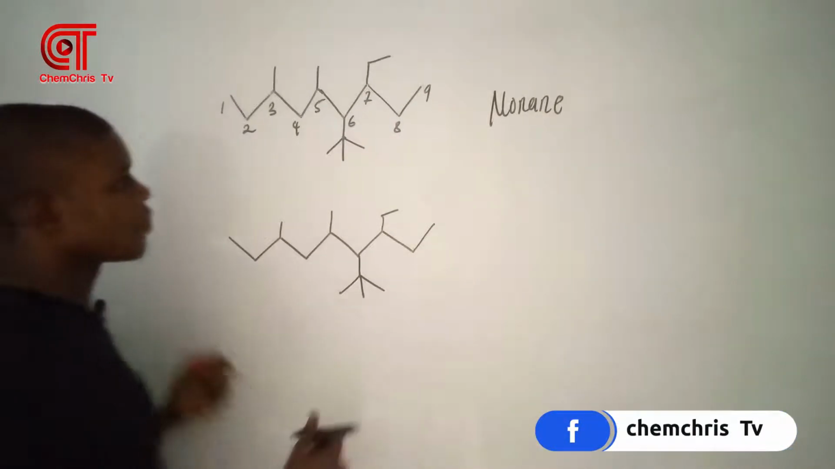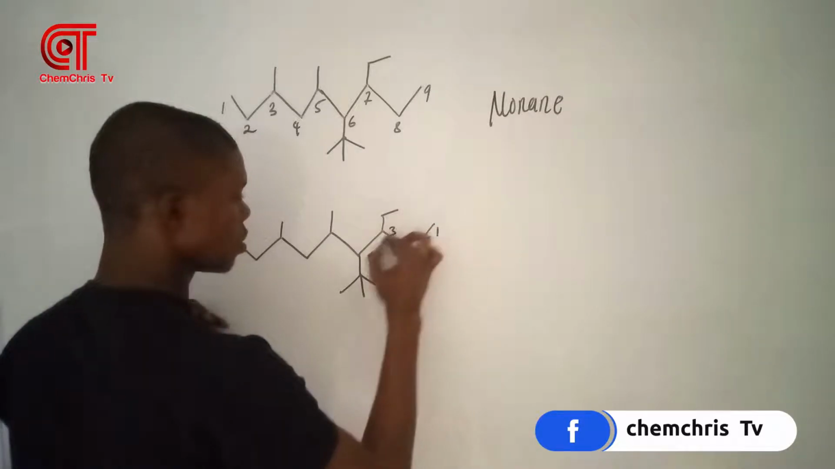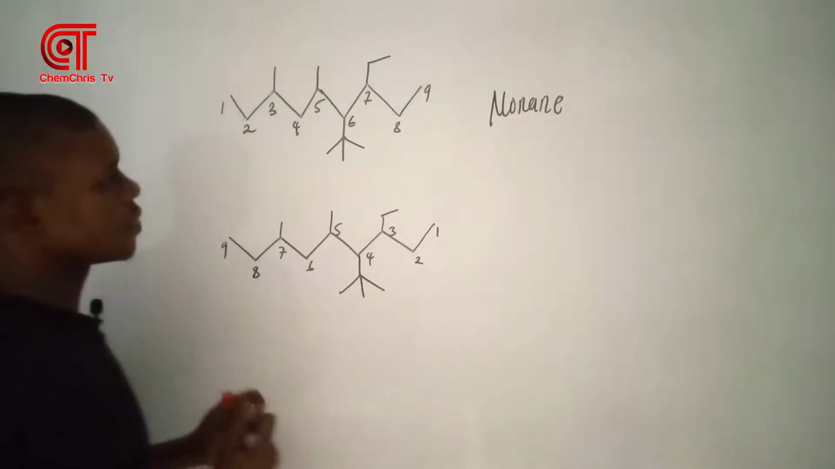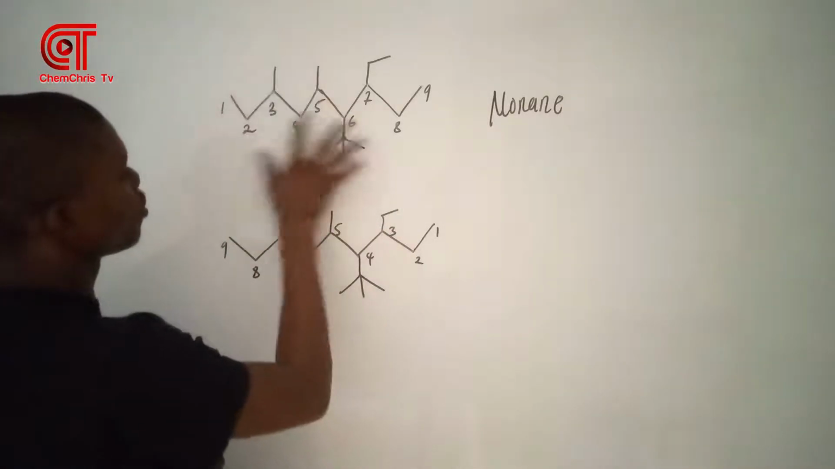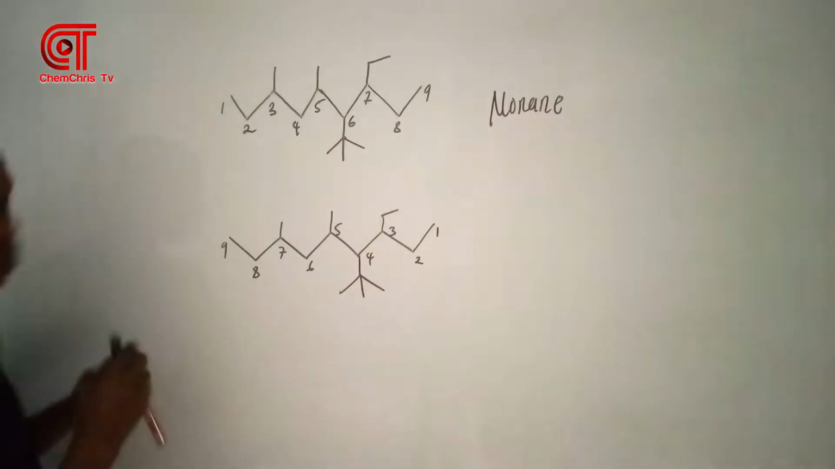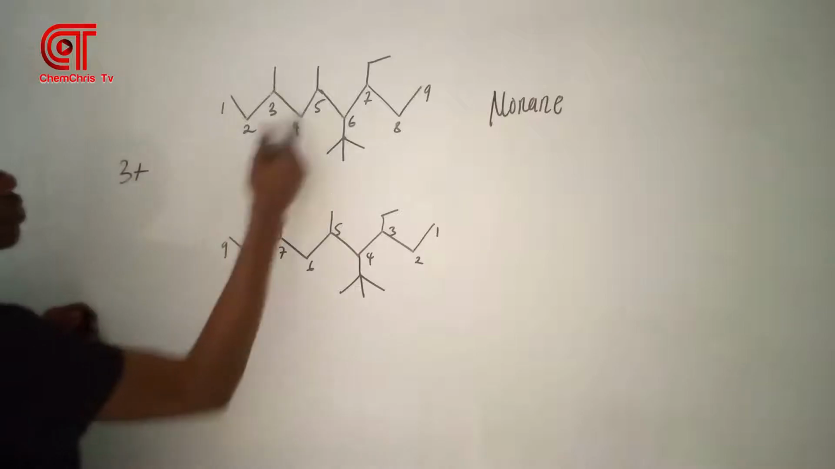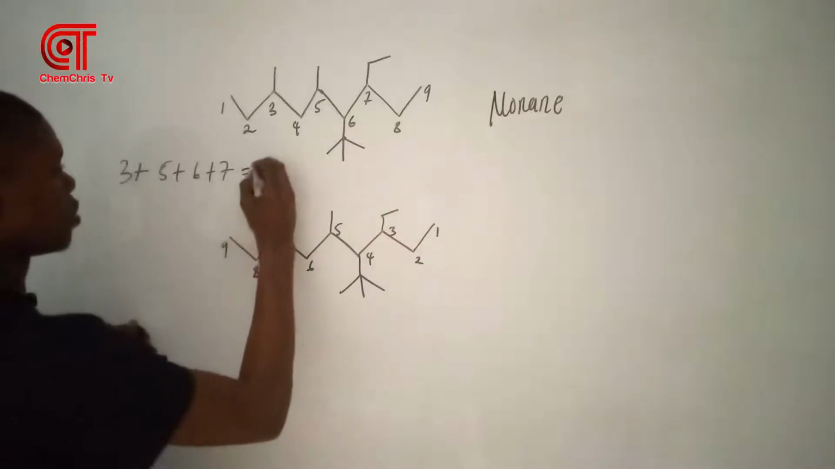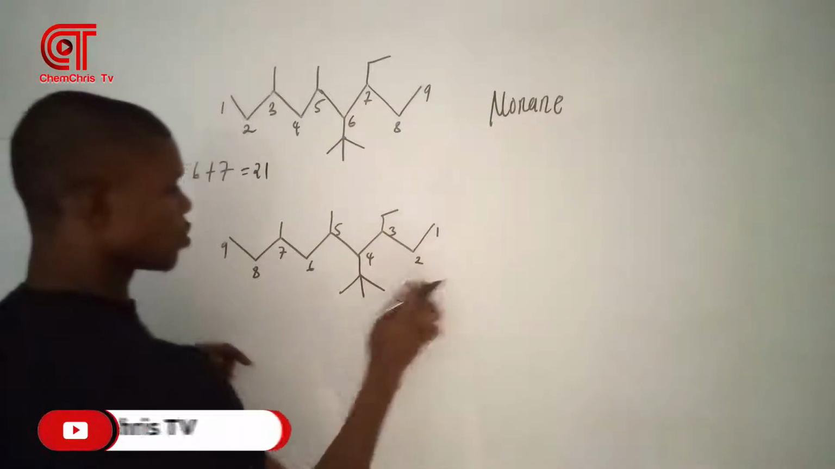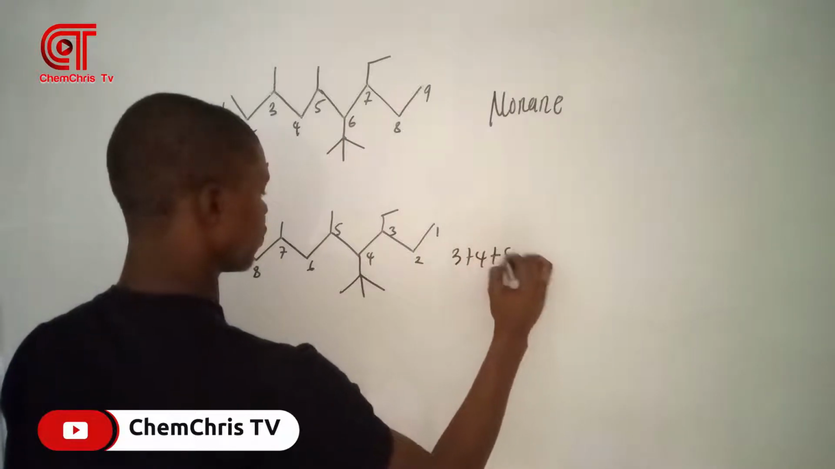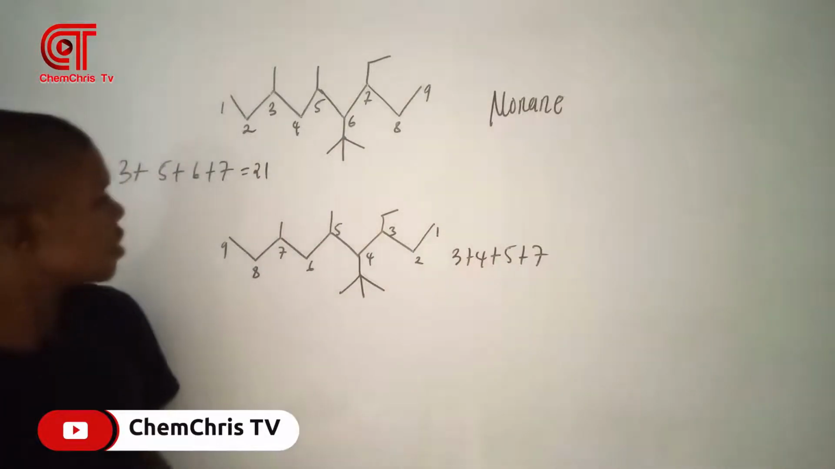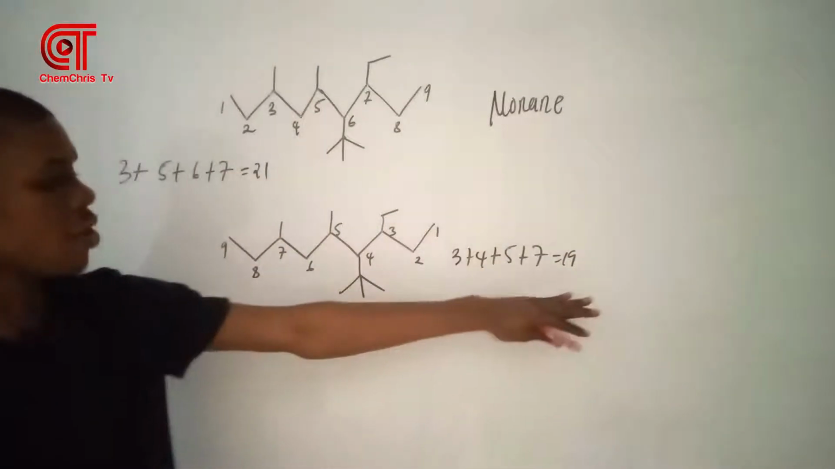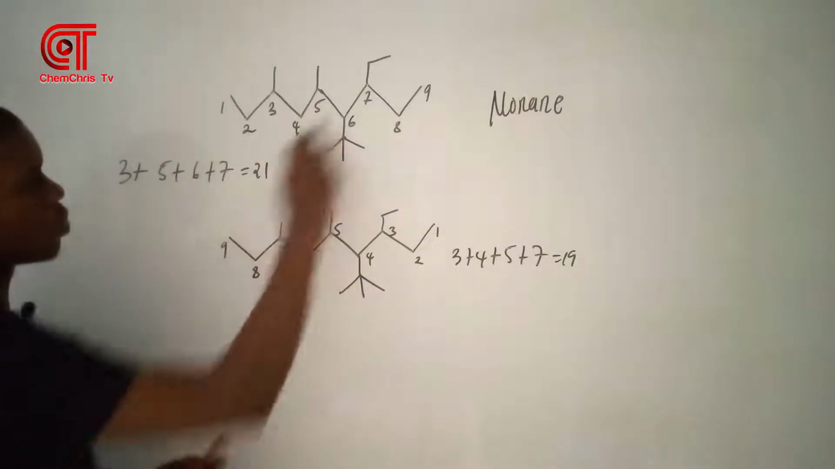So what about here? When I start my numbering from here, what am I going to get? 1, 2, 3, 4, 5, 6, 7, 8, 9. Right? So now let's sum our positions here. 3 plus 5 plus 6 plus 7 is 21. Now when I start my numbering from here, 1, 2, 3, 3 plus 4 plus 5 plus 7 is 19. So we are going to get 19, which of course will give me the lowest possible number.